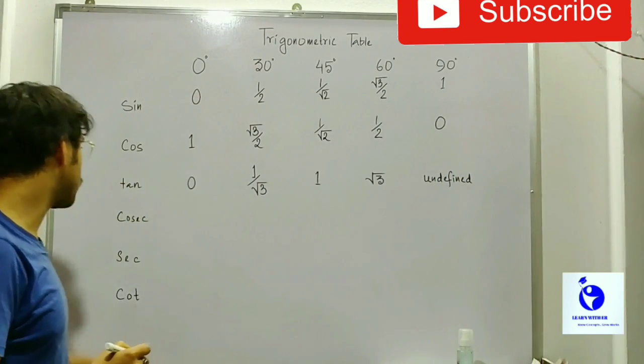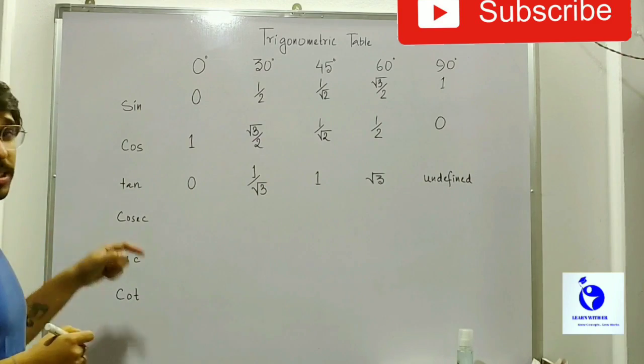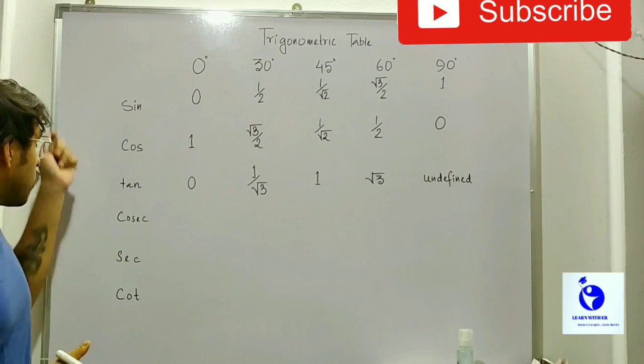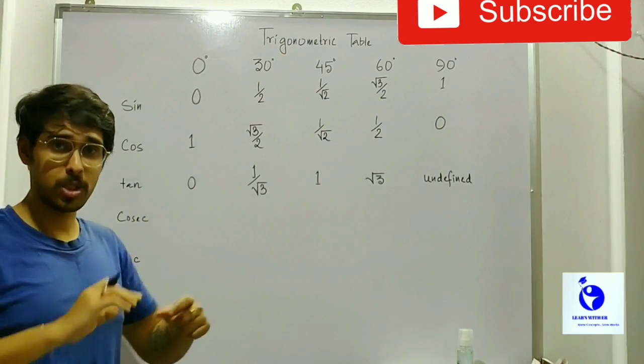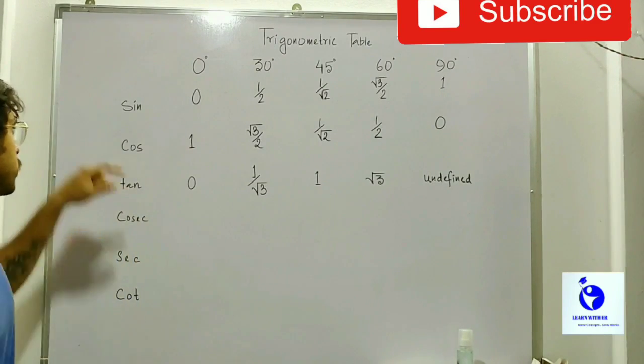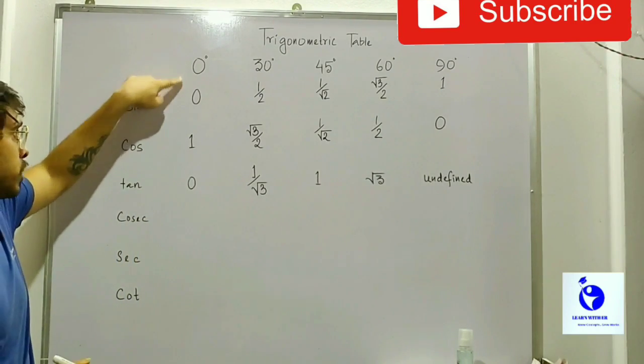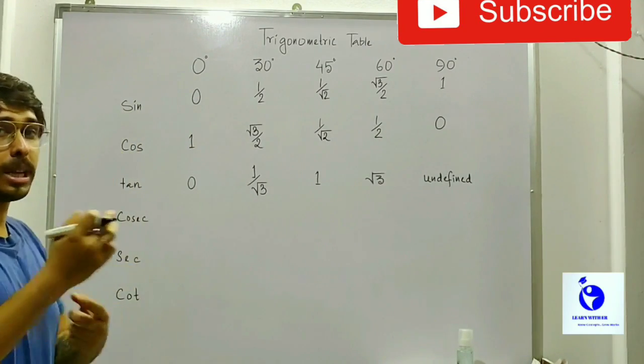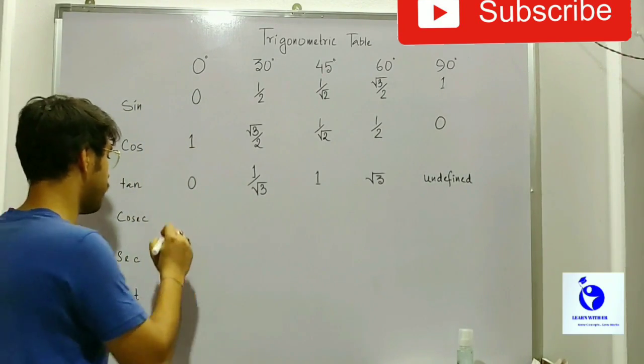Then we have cosec. Now cosec is just the reciprocal of sine, as I have already told you. So whatever the values of sine are, we just have to reciprocate the value. As you can see here, sine is 0 for 0 degree. So 0 means 0 by 1. So for cosec it will be 1 by 0, which is undefined.